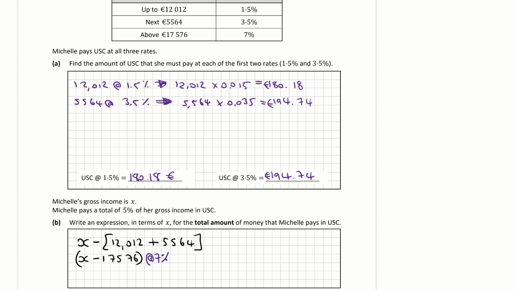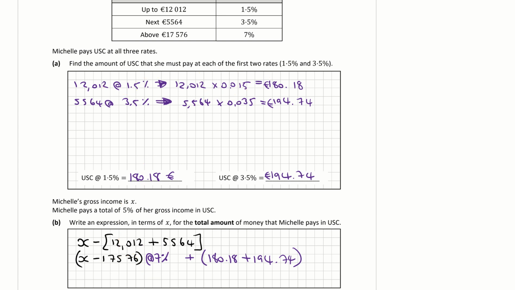But don't forget that amount of USC that she pays at 7%, we still have to account for these two USC rates. So here now, I'm going to add them on. So I'm going to go plus the 180.18 and the 194.74, the 1.5 and the 3.5 USC rates. Now I'm going to use my little knowledge of here. Look how we found a percentage here. We times it by the decimal.